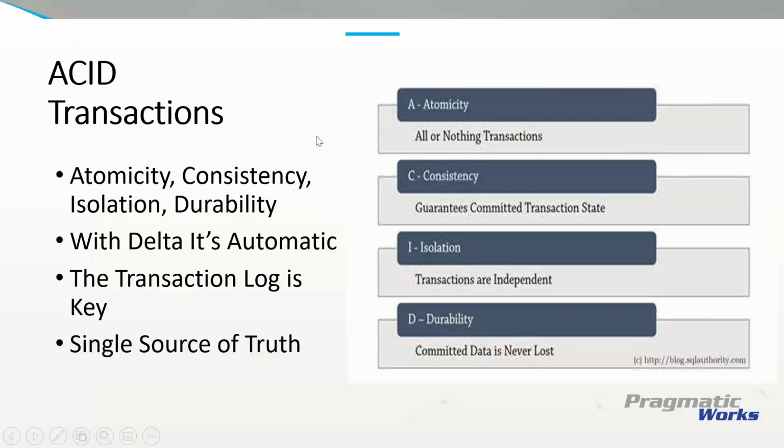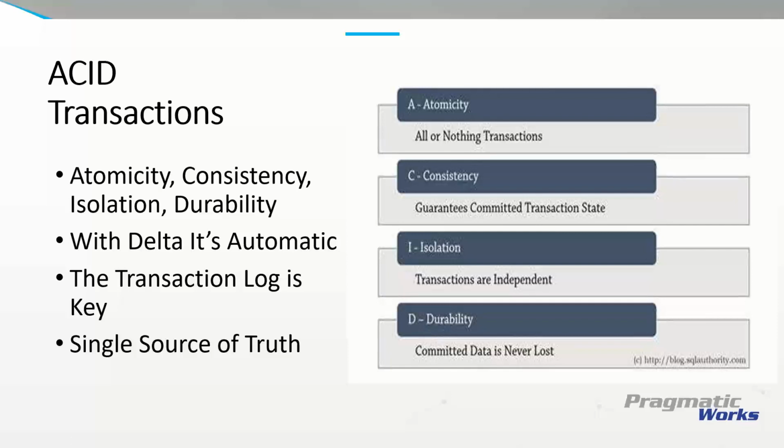With Delta, transactions are automatic. Some of you may be familiar with relational database systems and T-SQL syntax, where you have to go in and actually start a transaction, and then once you start a transaction, you have to physically commit the transaction. That's, of course, if you're not using implicit transactions. With implicit transactions, the transaction takes place implicitly, meaning there's nothing that the user has to do.